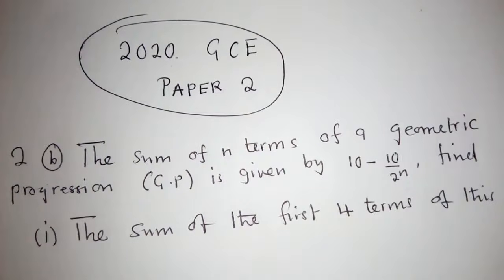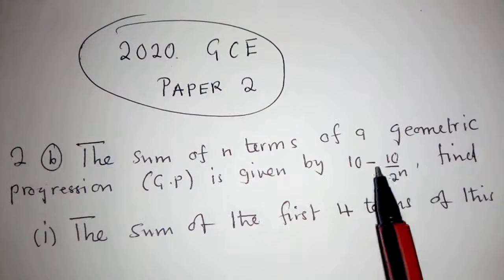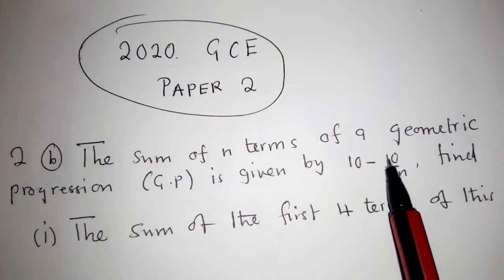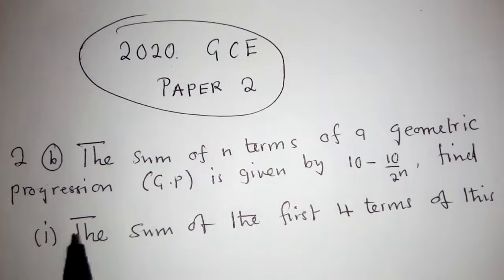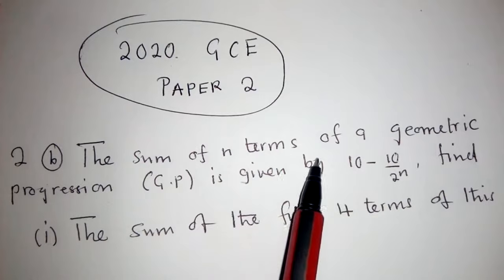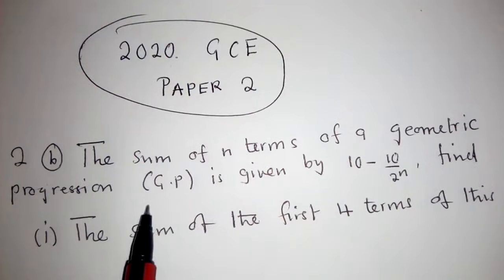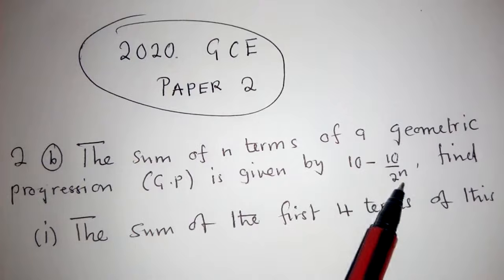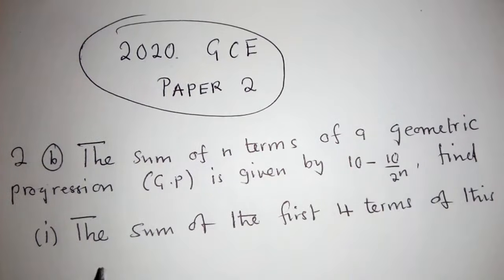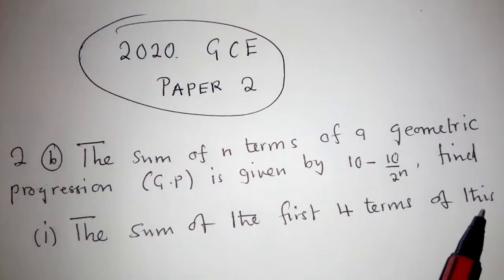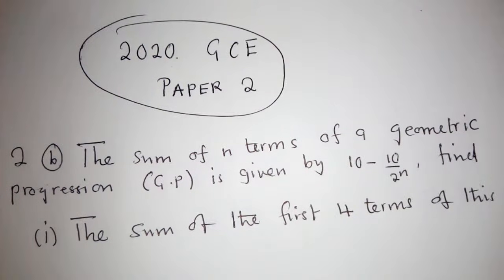So in today's video, we're going to look at question 2B, and this question came in the 2020 GCE. On this question, they've given us the formula over here. This is a formula we need to understand, a formula we're supposed to use. They are saying the sum of n terms of a geometric progression, GP, is given by this formula. Find the sum of the first four terms of this GP.